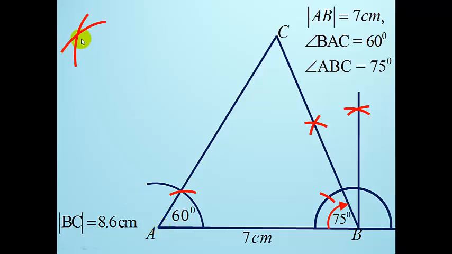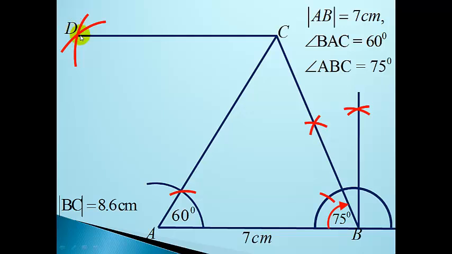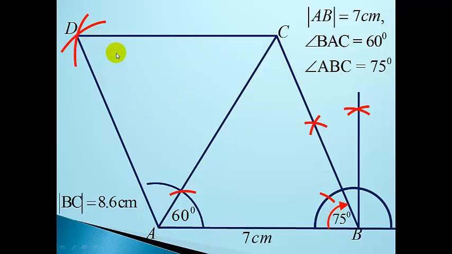The two arcs intersect. You name the point of intersection D. We now draw a straight line from C to D as shown. Then we also draw a straight line from A to D also as shown. Now ABCD is a parallelogram. So that is how we construct a parallelogram.